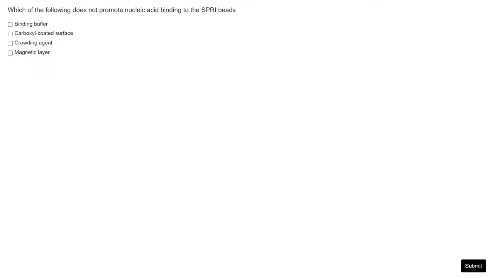We have a couple of responses coming in. And so it's the magnetic layer. You guys are great. The magnetic layer does not promote the nucleic acid binding to the SPRI beads. The magnetic layer itself is what allows you to manipulate the beads throughout the process. So great job, everybody. Gold star. Everybody understood that. Magnetic layer is not for binding.